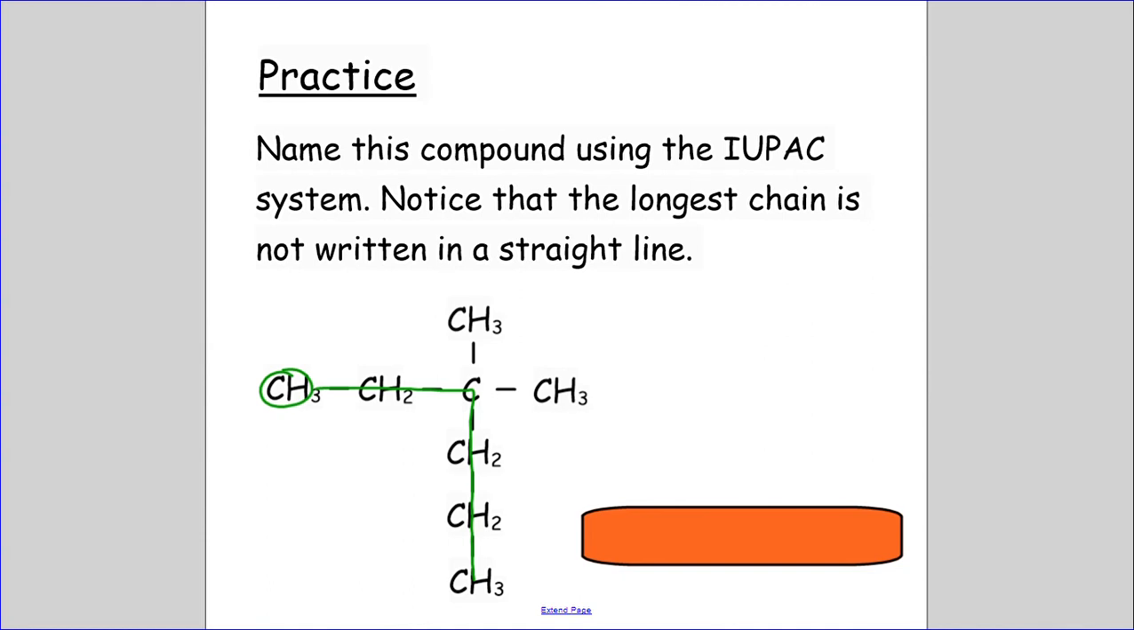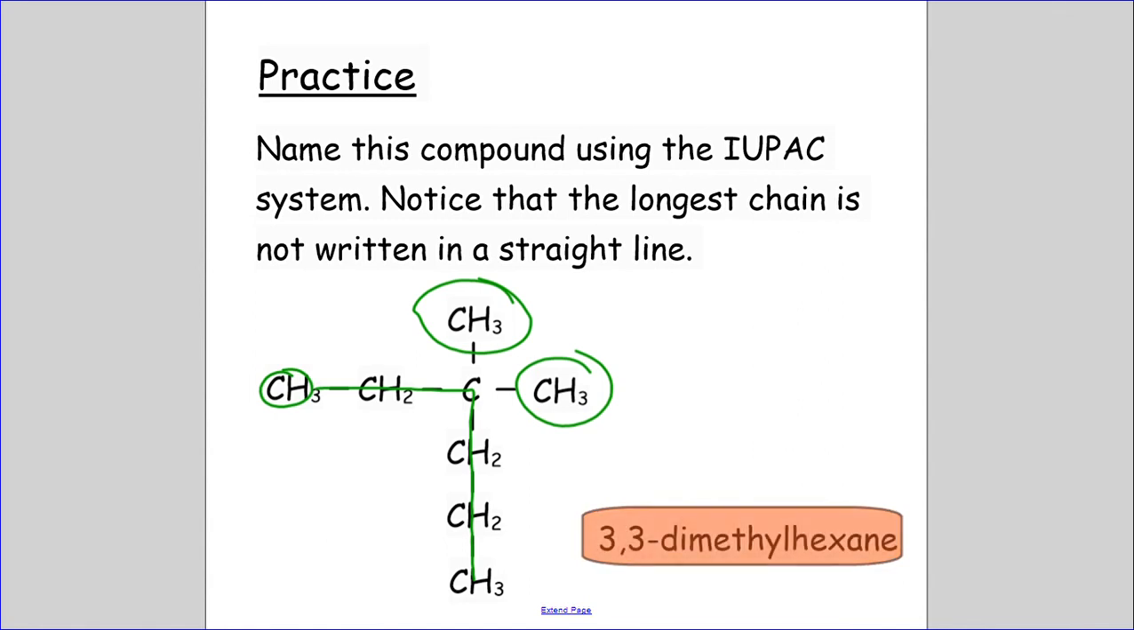And then what does this branch look like? Well, this branch has a methyl group and a methyl group. Now they're both at 3. So it doesn't mean I can just write 3 once, I have to write both 3s because I have to say where they are. But remember the methyl, because there's 2 of them, becomes dimethyl. So 3,3-dimethylhexane becomes my answer.